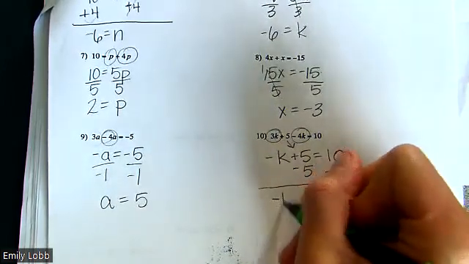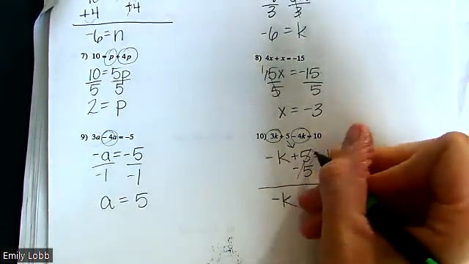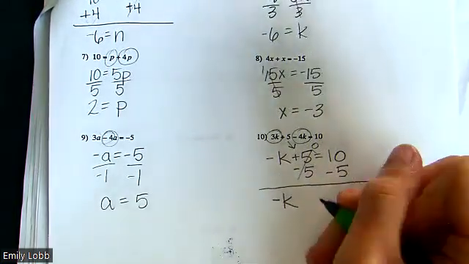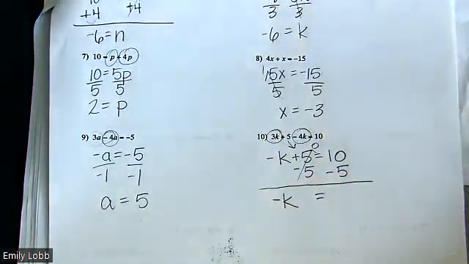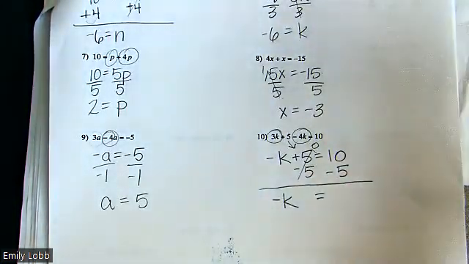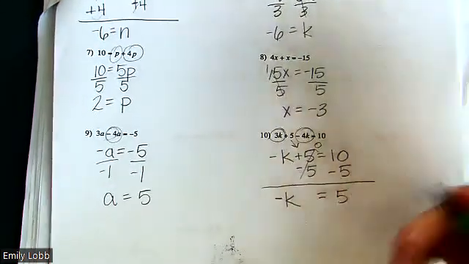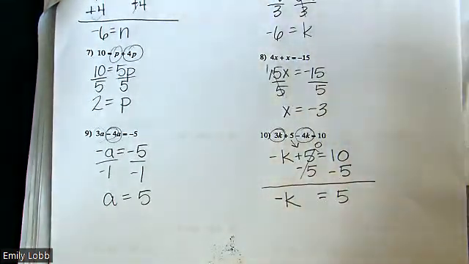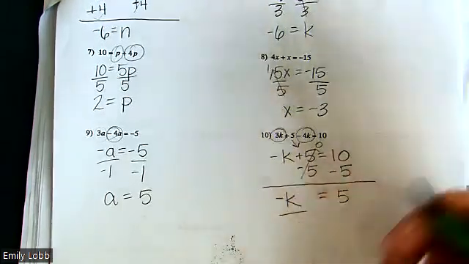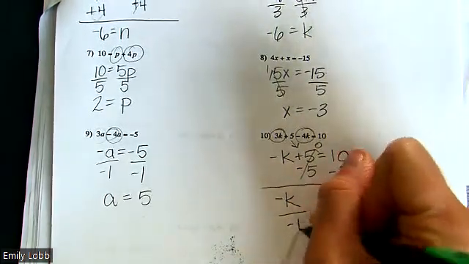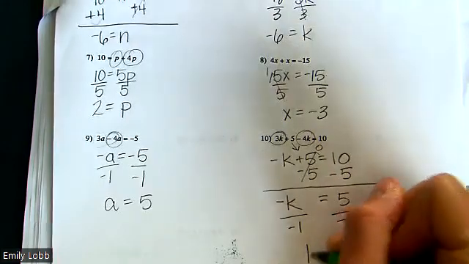I'm bringing down my negative k. 5 minus 5 is 0. That goes away. I'm bringing down my equal sign. 10 minus 5 is what? 5. So again, this is a little bit different because the opposite of k is equal to 5. So k must equal what? Negative 5.